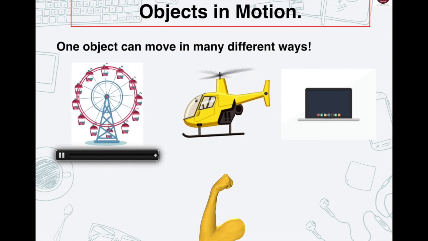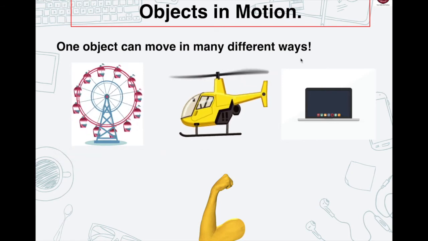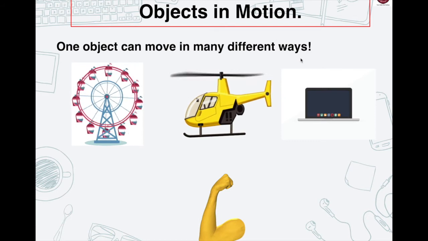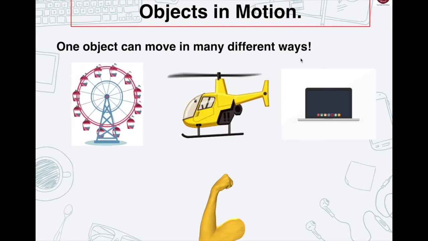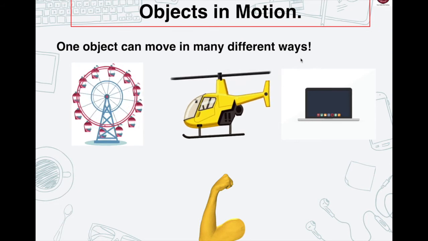What about this helicopter then? Yeah, so a helicopter, okay, we know that the blades above are obviously going around in a rotary fashion, but the helicopter moves forwards as well, so it has a linear motion, okay.